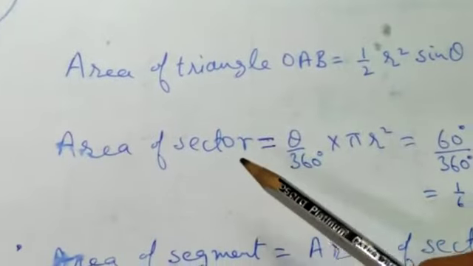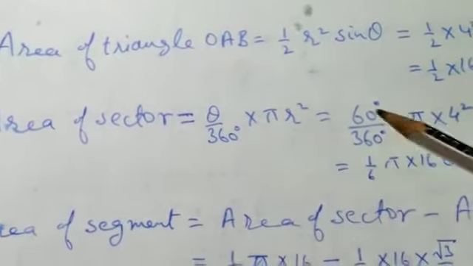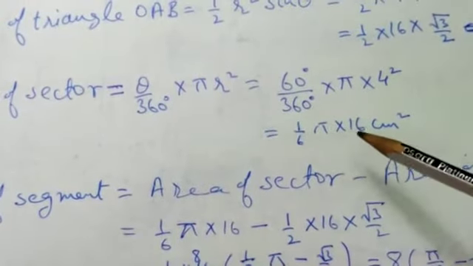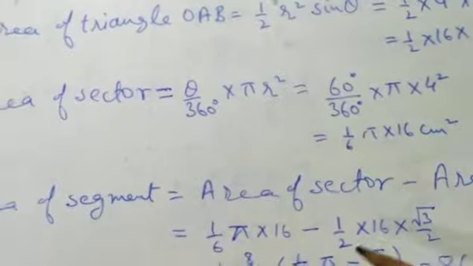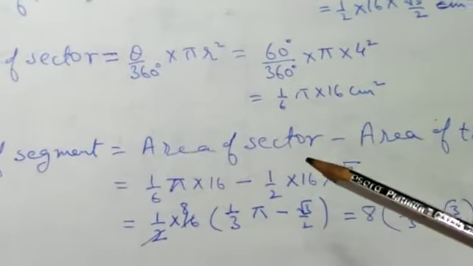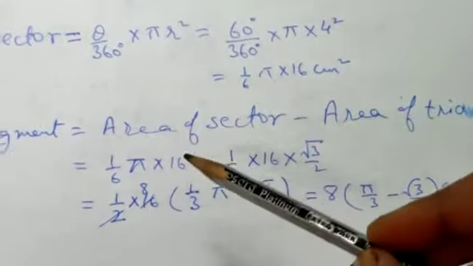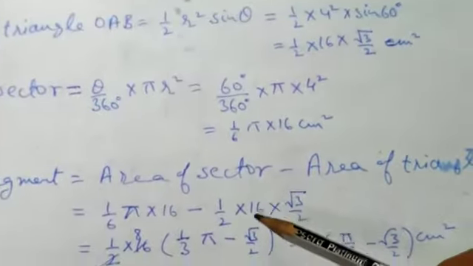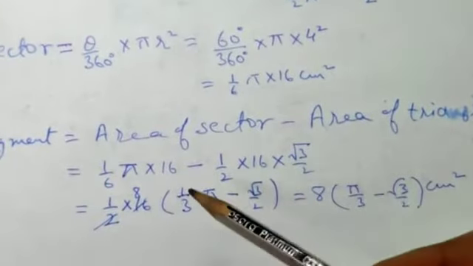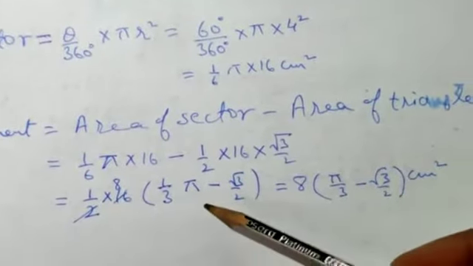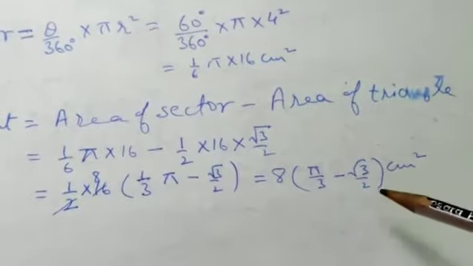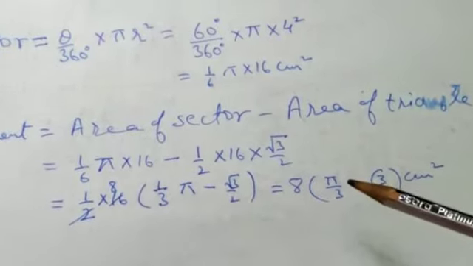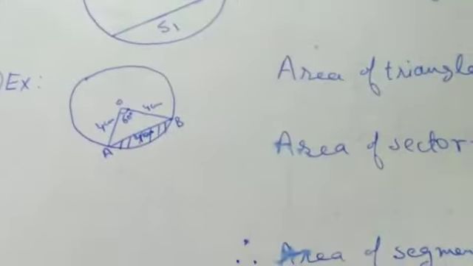Now area of sector is theta upon 360 into pi r square, which is 60 upon 360 into pi into 4 square, which is 1/6 pi into 16 centimeter square. So the area of segment becomes area of sector minus area of triangle, that is 1/6 pi into 16 minus 1/2 into 16 into root 3 by 2, which after simplification becomes 8 into (pi by 3 minus root 3 by 2) centimeter square. Now here you can use the value of pi also. So this is the first example.